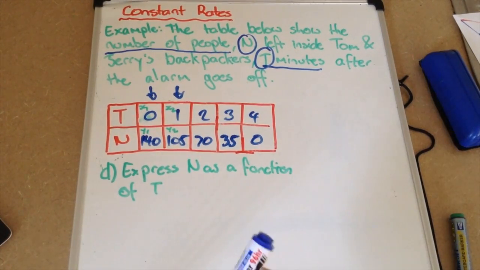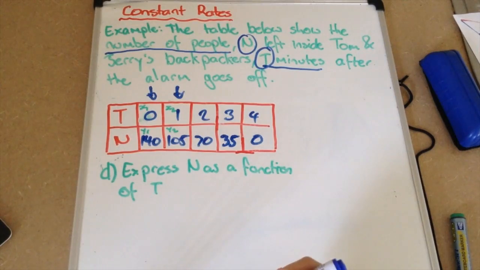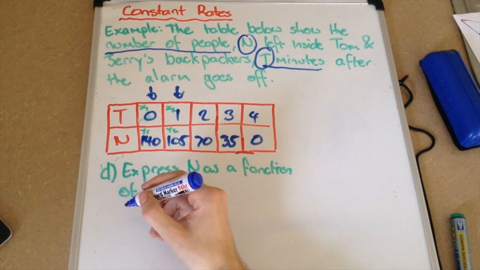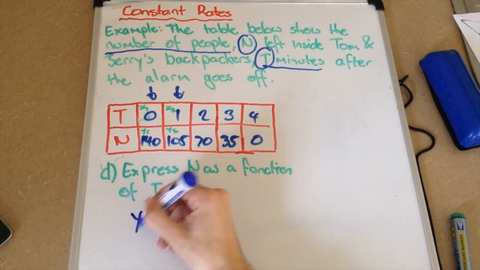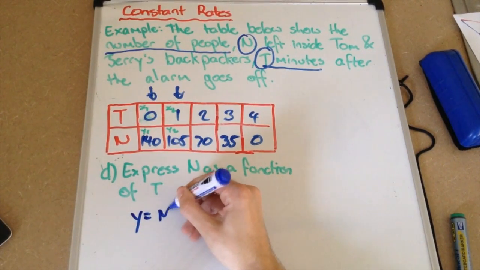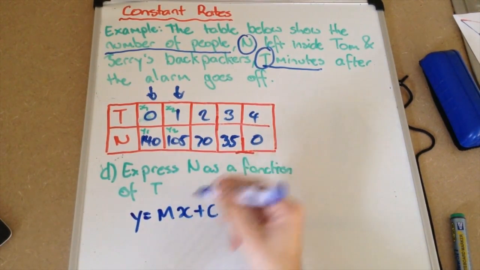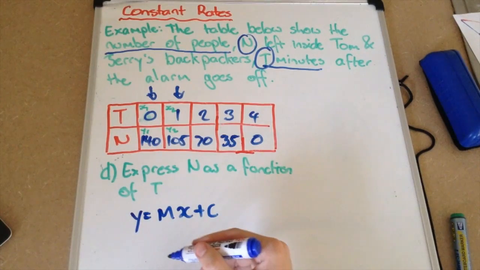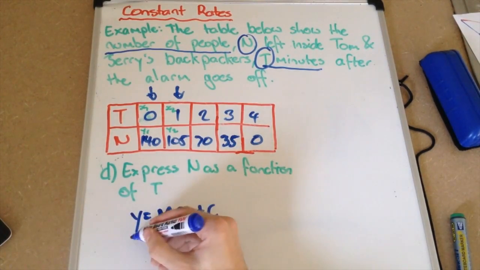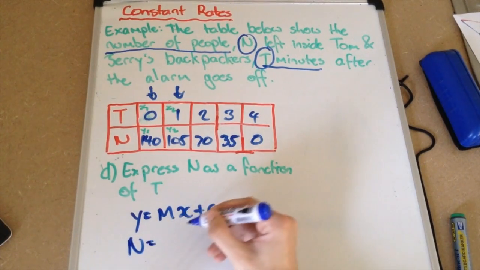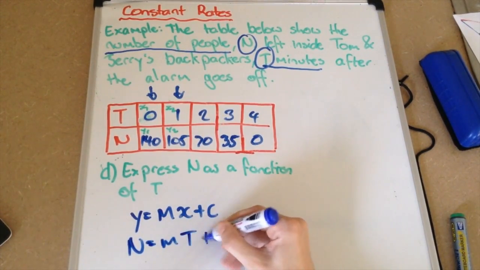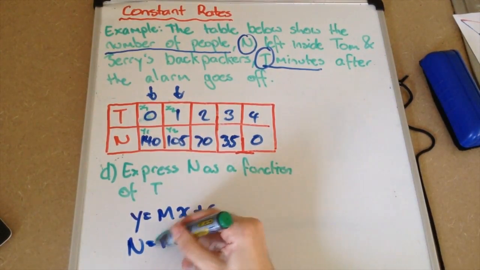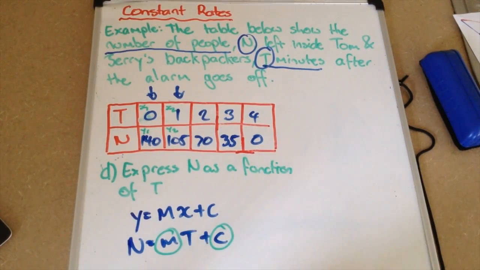Finally, the last question asks us to express n as a function of t. There's a couple of ways we can go about this. If you remember back to linear equations, you have the form y is equal to mx plus c. We're not actually dealing with y and x anymore, we're dealing with n and t. So basically we have number of people n is equal to mt plus c. Now where can we get this m and this c from? Well, we can get it from what we've found before.